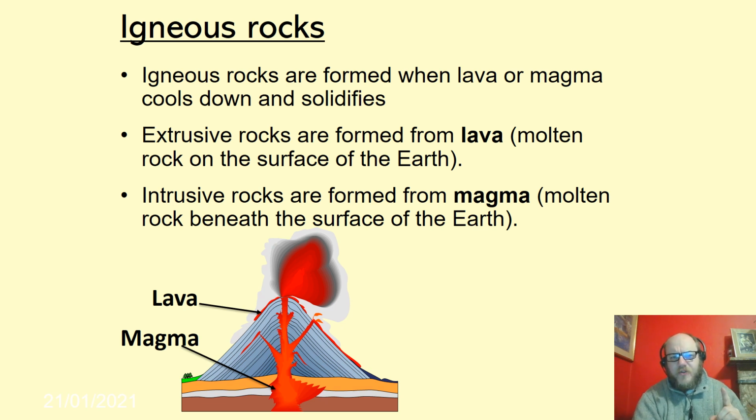Intrusive rocks, though, are where magma is cooling down underneath the earth, so actually in the middle of the volcano. It's just kind of moved to the side, and it just kind of collects and it cools down inside the cone of the volcano, and this is an intrusive rock. And an example of this would be granite.